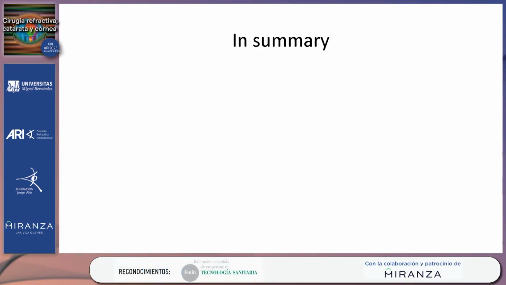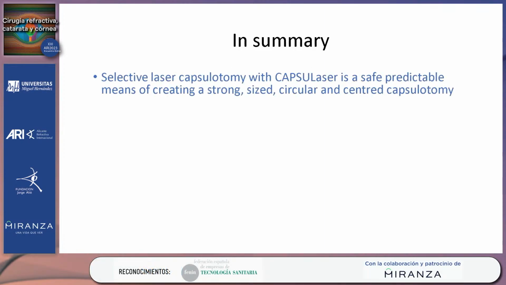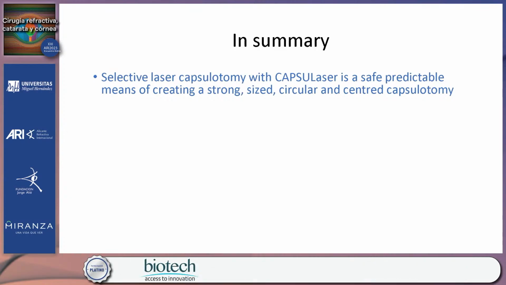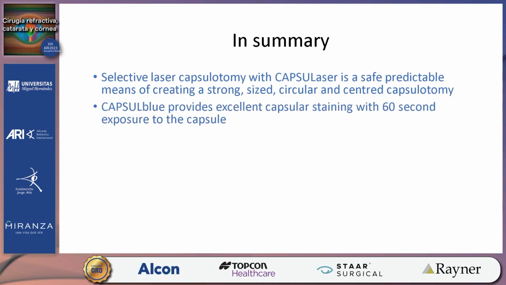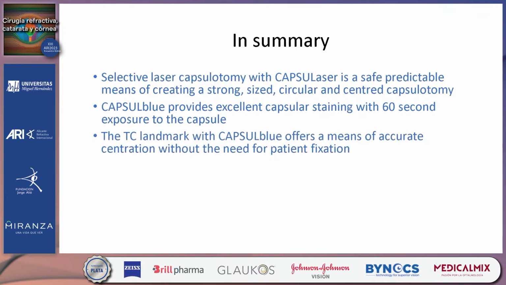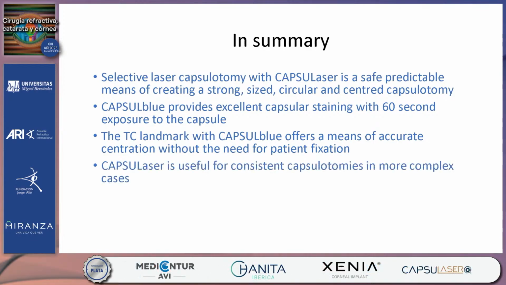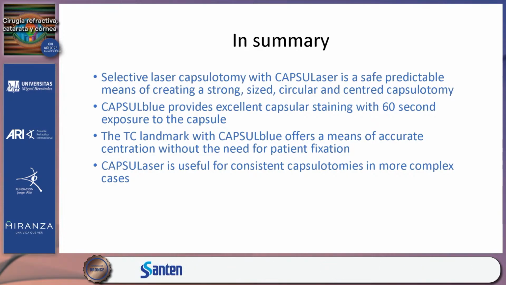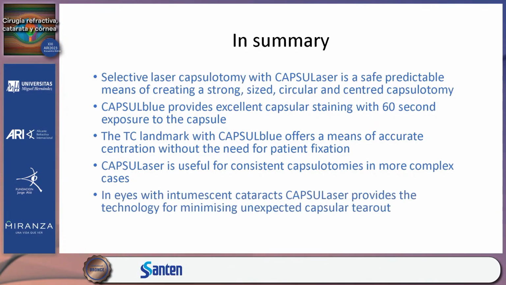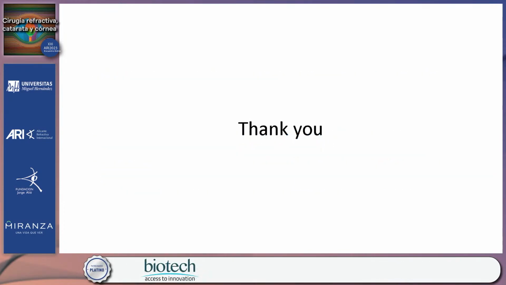So in summary, selective laser capsulotomy with Capsulaser is a safe, predictable means of creating a strong-sized, circular and centered capsulotomy. Capsule Blue provides excellent capsular staining with 60-second exposure to the capsule. The Trypan Central Landmark with Capsule Blue offers a means of accurate centration without the need for patient fixation. And Capsulaser is useful for consistent capsulotomies in more complex cases. In eyes with intumescent cataracts, Capsulaser provides the technology for minimizing unexpected capsular tear-out. Thank you very much for your attention.